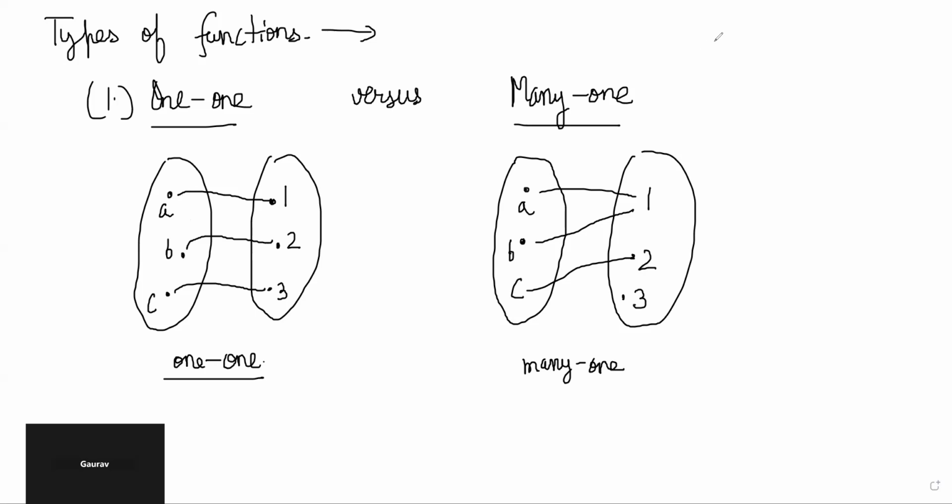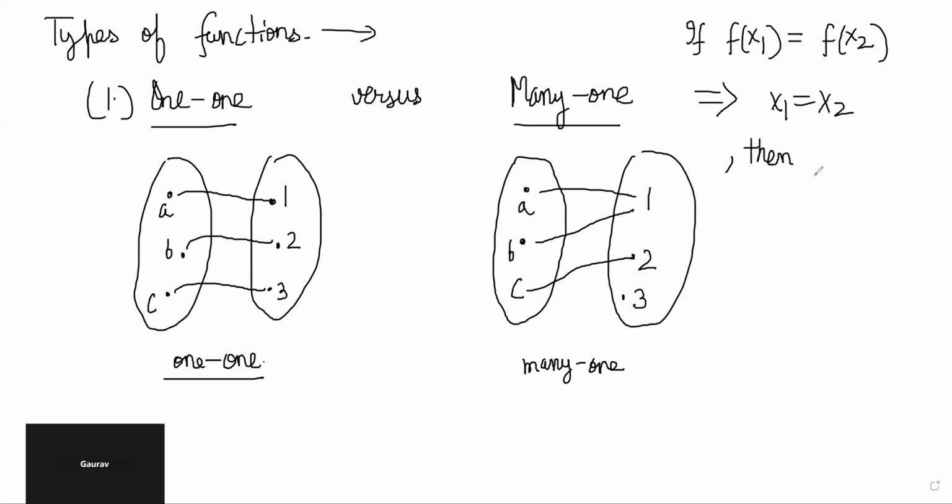Another way to say it in terms of algebra is if f of x1 is equal to f of x2 implies x1 is equal to x2, then f is a 1-1 function. Do you understand what this statement is? No, sir. What do you not understand?